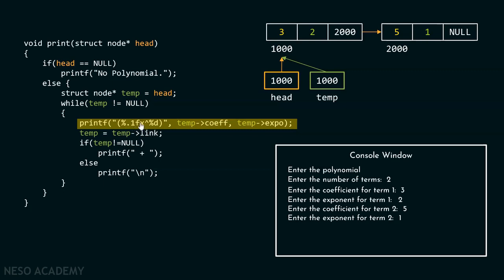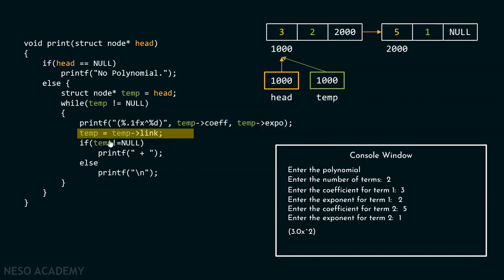And then after this, variable x will get printed. Then this power symbol will get printed. And then this %d will get replaced by temp expo, which means the exponent part of this particular node will also get printed on the screen. And finally, this closing bracket, right? This is how the output looks like. 3.0x to the power 2. This is the first term of the polynomial. Isn't that so? 3.0 represents the coefficient and this 2 represents the exponent, right?